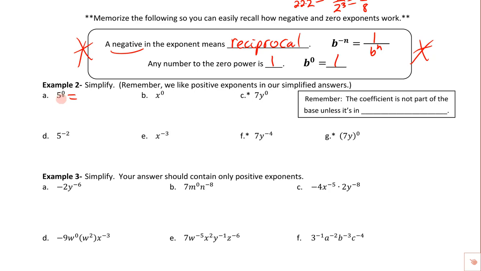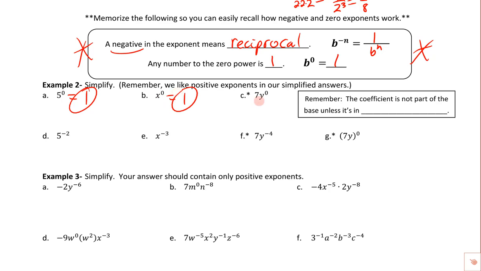Well, check this out. 5 to the 0 power is 1. Done. End of story. That's it. Any number to the 0 power is 1. So if we take a look at this one right here, x to the 0 power, we may not know what x is, but we know it's a number, so any number to the 0 power is 1. So we're going to circle that.